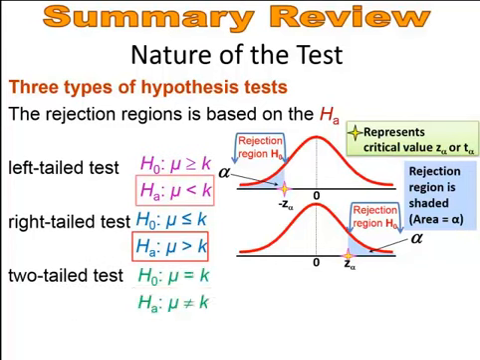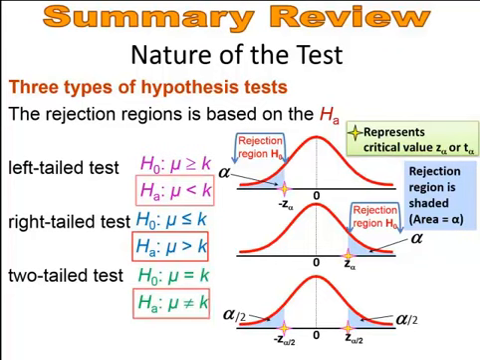And then there's the two-tailed test, which is based on the alternative statement of not equal to, and if the test statistic fell into either one of the shaded regions, it would reject the null hypothesis. So this is a summary review of the nature of the test.